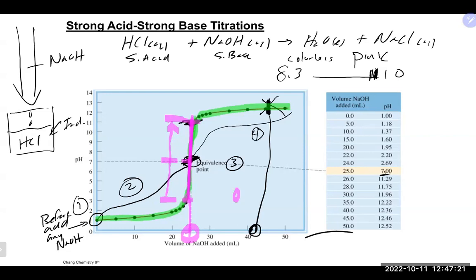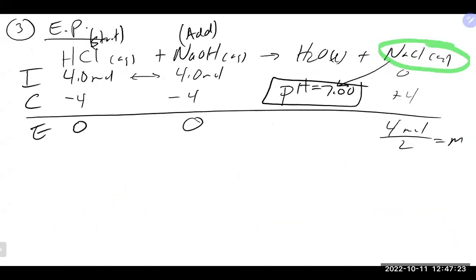Now, sometimes they're not nice and tell you the volume to reach the equivalence point. If I need to figure out the volume to reach the equivalence point, how could I do that, if I'm not told the volume to reach the equivalence point?